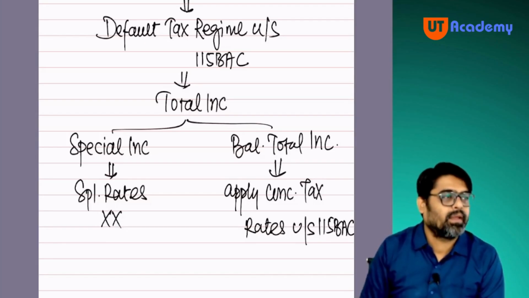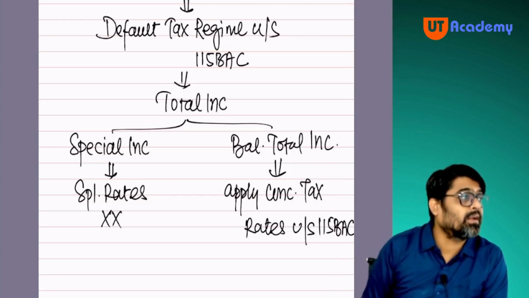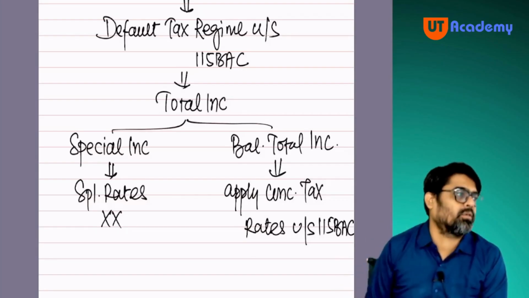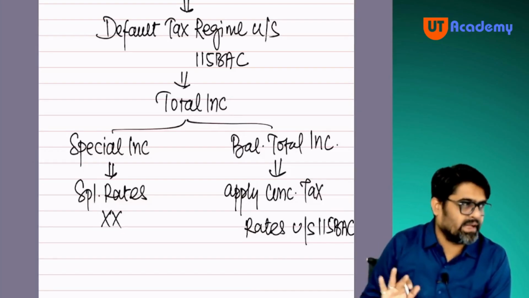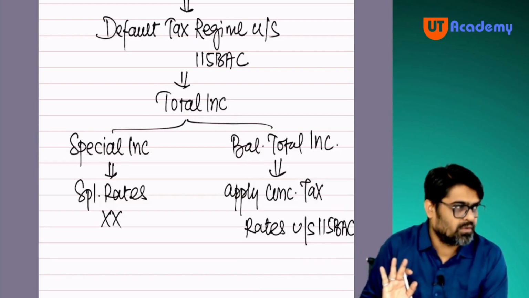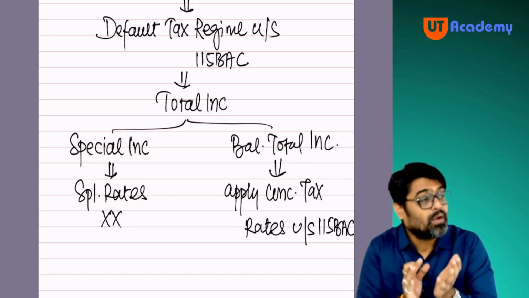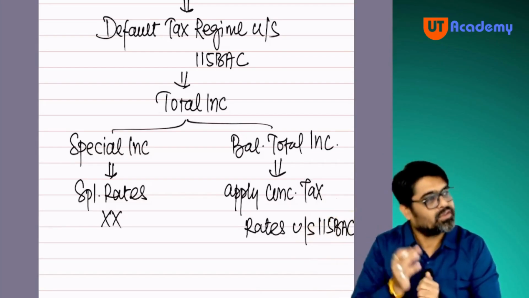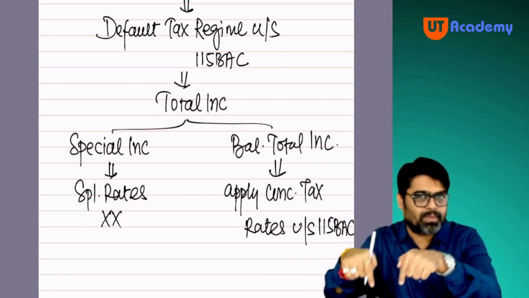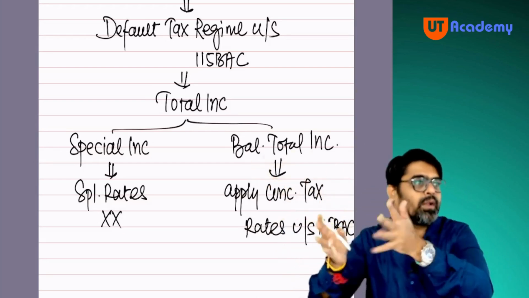Now tell me, if this is the default, meaning you are supposed to follow these tax rates only. But if you don't want to apply these tax rates, you will have to choose the option to shift out from the default tax scheme. If you don't want to apply these tax rates, do one thing, opt out. Shift out from the default tax scheme.